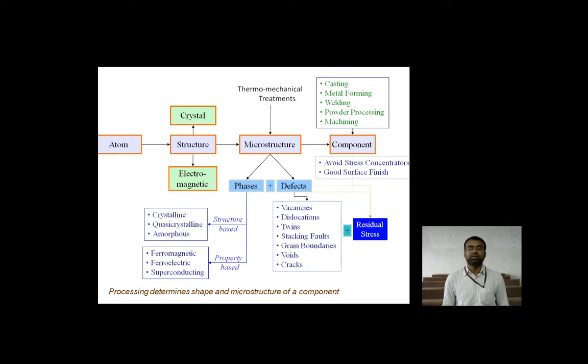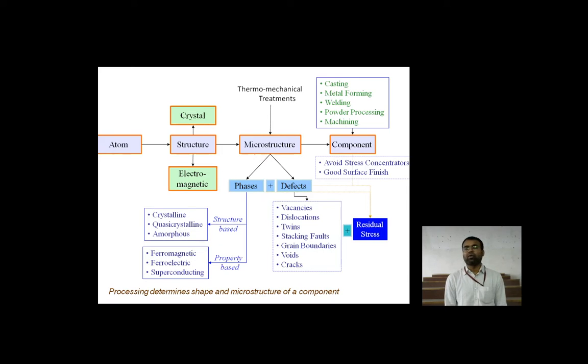That structure defines the properties, starting the building of those things, and that is how you can see the components which are made by casting, metal forming, welding, powder processing, and machining. These are all the manufacturing processes by which metal components are made, made from some kind of material. Casting is the process of melting a material and then casting it in the shape required for the component.